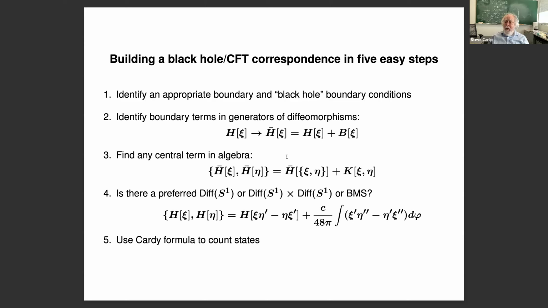So in the Hamiltonian formalism, the natural way to put in the presence of a black hole is to introduce boundary conditions either at the horizon or at infinity, and I'll come back to that. Once you have a boundary and boundary conditions, you have to go back and revise your transformation generators by adding boundary terms.